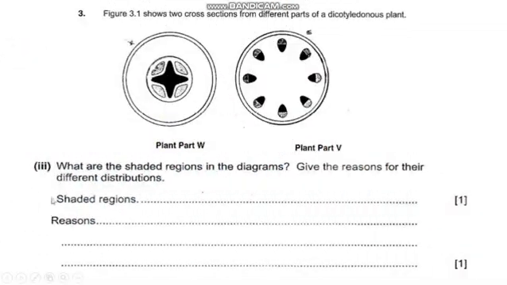So here is our question 3. Our question reads, what are the shaded regions in the diagrams? Give the reasons for their different distributions. So we are looking at the shaded regions in the diagrams, and we should give the reasons for their different distributions. So the shaded regions, the first one, we have the xylem. This is the xylem, and these are the phloem.